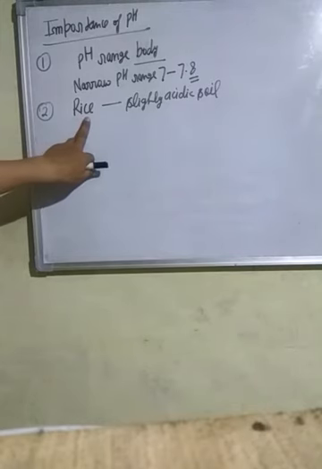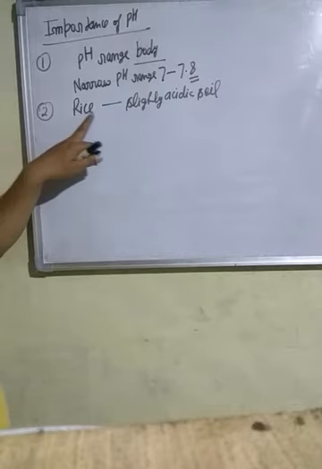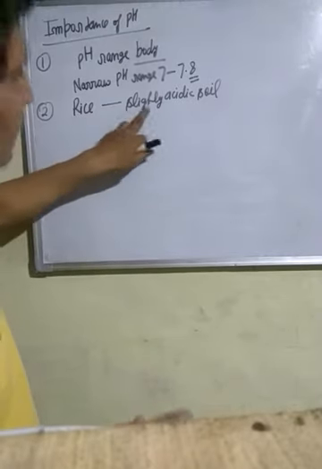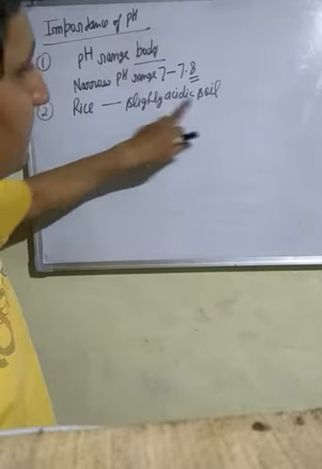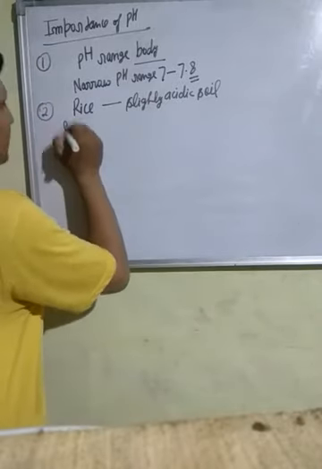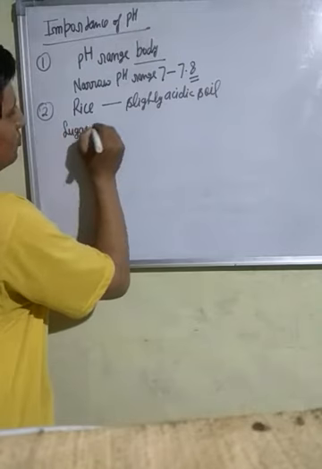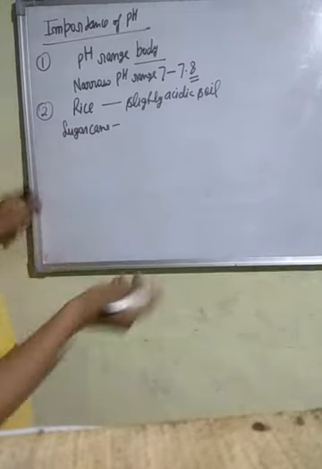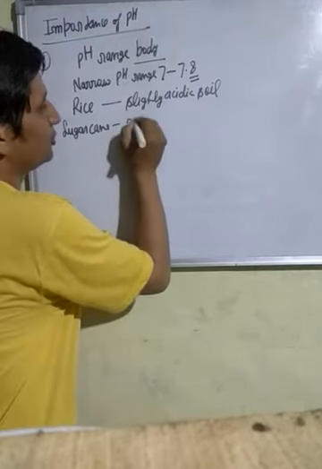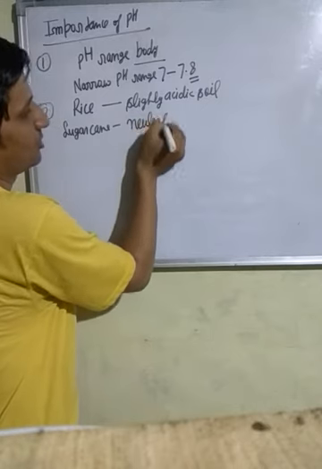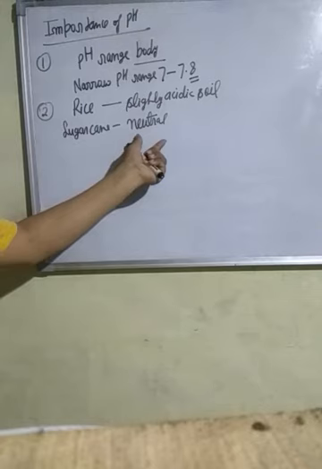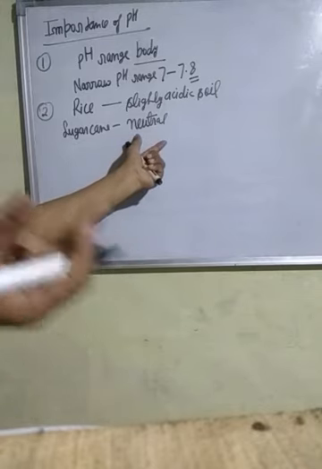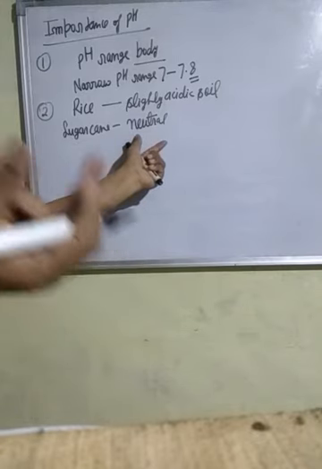Okay, students, rice grows better in slightly acidic soil. After this, sugarcane. Sugarcane grows better in neutral pH soil, a soil whose value is neutral, meaning pH is 7.